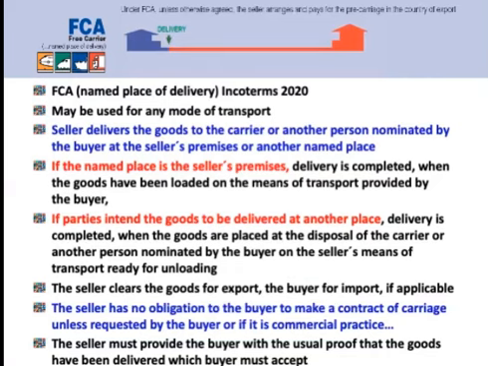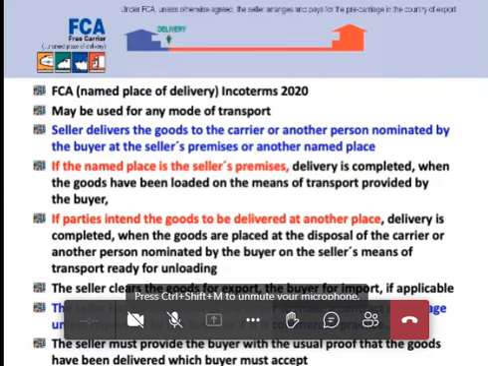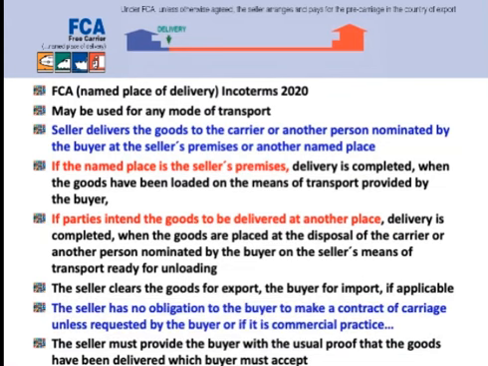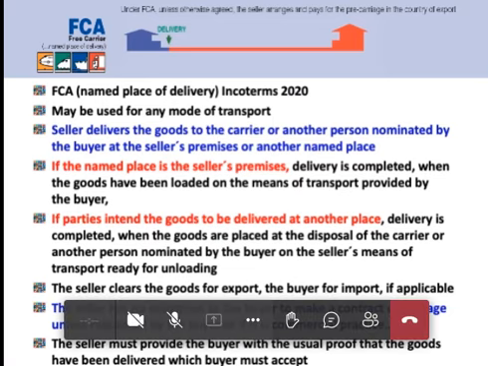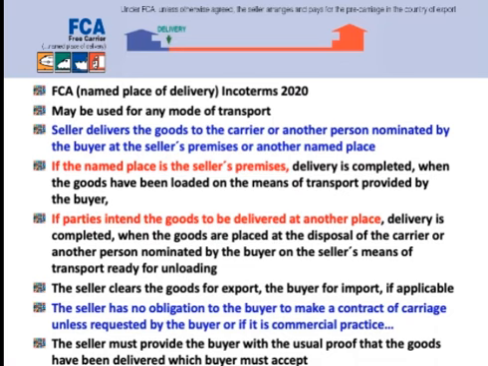Hồng Giang. I think the difference between escort and FCA is in export at the goods not loaded on any collecting vehicle, but in the FCA the goods have been loaded on means of transport provided by the buyer.